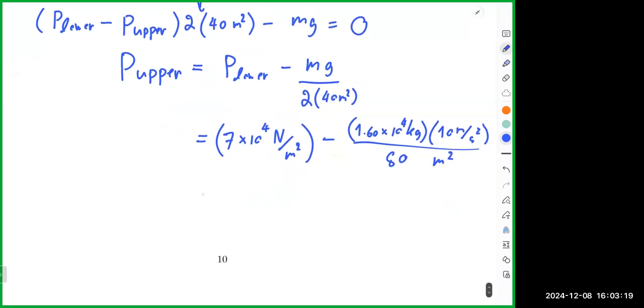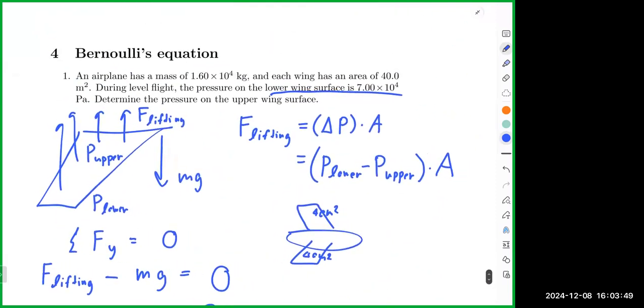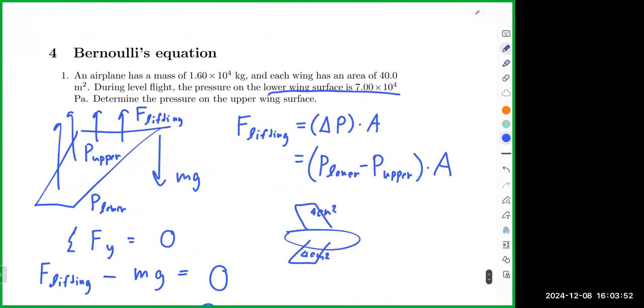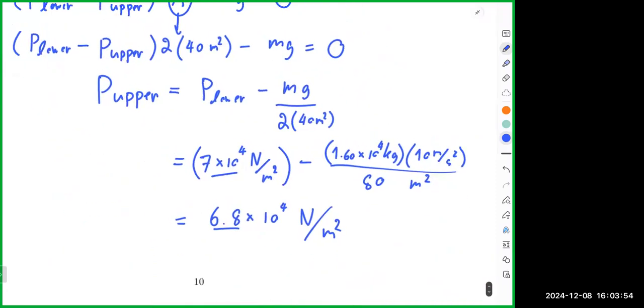And then you will get that the pressure of the upper is 6.8 times 10 to 4 Pascal or Newton per square meter, right? If you compare to the lower, it changed a little bit, just only 2000 Pascal. That's it. And you can lift the weight of 16 tons. Okay, hope you understand this one.